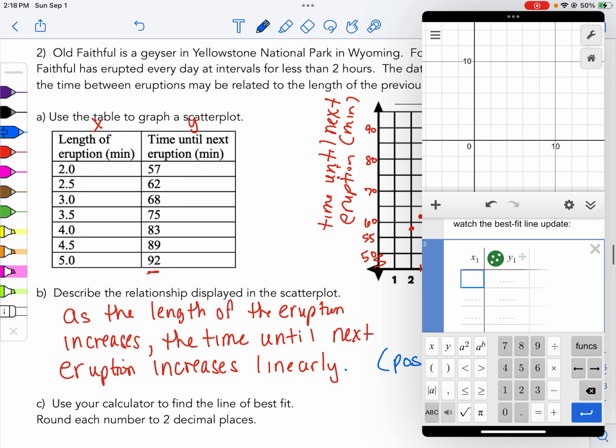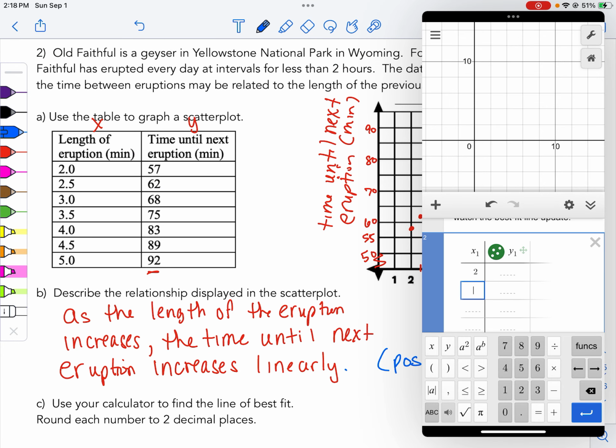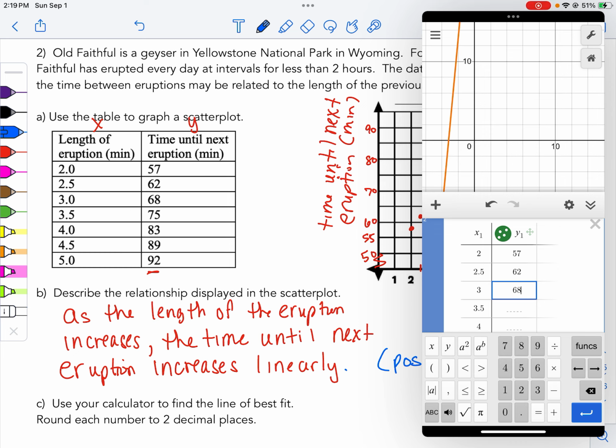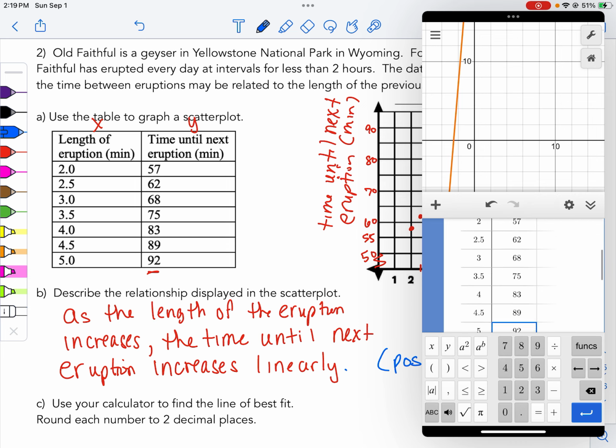All right, so we're going to type in those values to our table. Instead of 2.0, I'm just going to type in 2 because it's less numbers. But then we got to do 2.5, 3, 3.5, 4, 4.5, and then 5. If you did the 0.0, that's okay too. And then 2 goes with 57, then 62, 68, 75, 83, 89, and 92. So again, double check your values, make sure we got everything good, which I think we do.